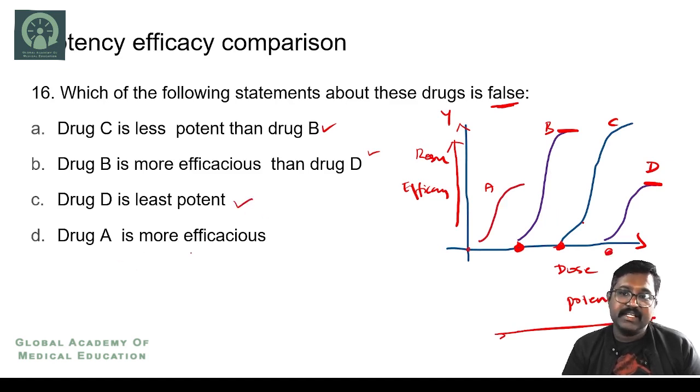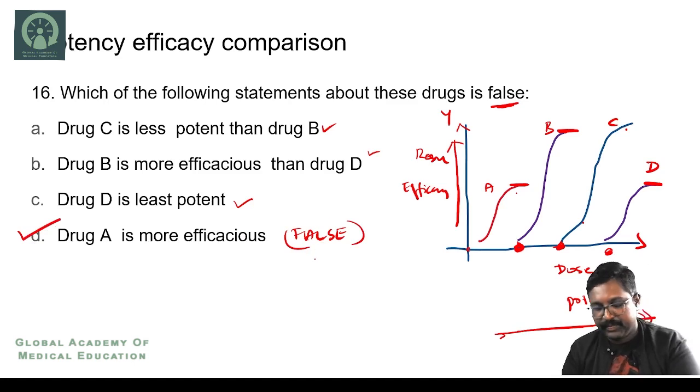Drug A is more efficacious? Drug A cannot be more efficacious. Drugs B and C are more efficacious than drug A. So this is the false statement, and this will be your option here.